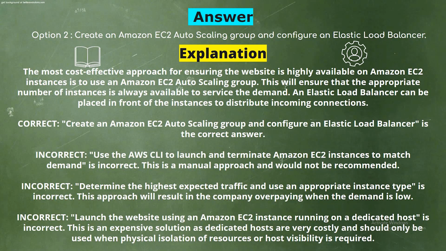Incorrect. Determine the highest expected traffic and use an appropriate instance type is incorrect. This approach will result in the company overpaying when the demand is low. Incorrect. Launch the website using an Amazon EC2 instance running on a dedicated host is incorrect. This is an expensive solution as dedicated hosts are very costly and should only be used when physical isolation of resources or host visibility is required.